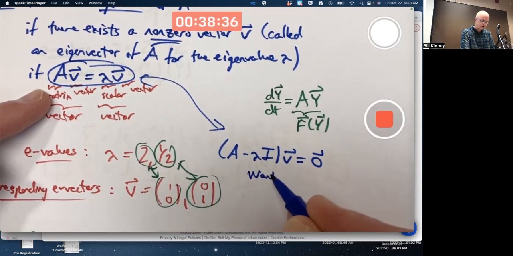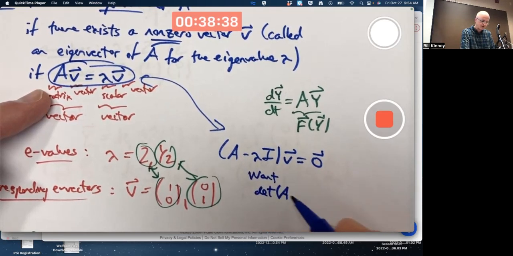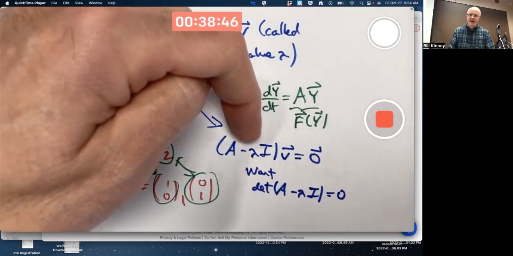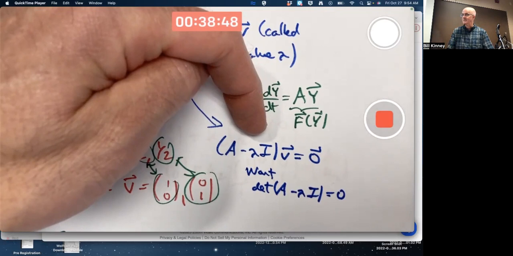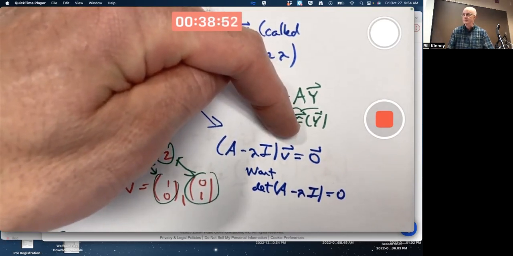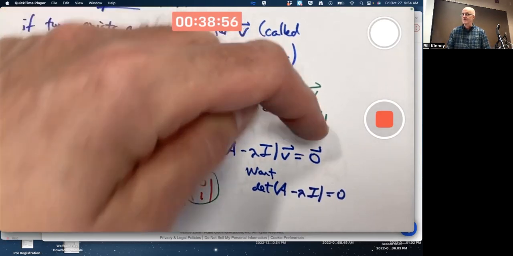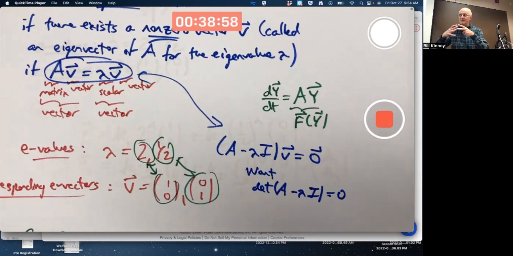You want the determinant of that matrix to be 0. You want the matrix to be singular, which means not invertible, special. And when it's not invertible, that's when it's going to have a non-trivial null space. So there will be non-trivial solutions for V of this homogeneous equation. Okay. Everything is starting to come together here in this week before the next exam.